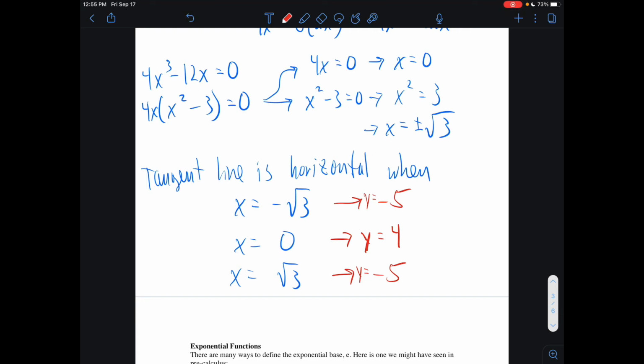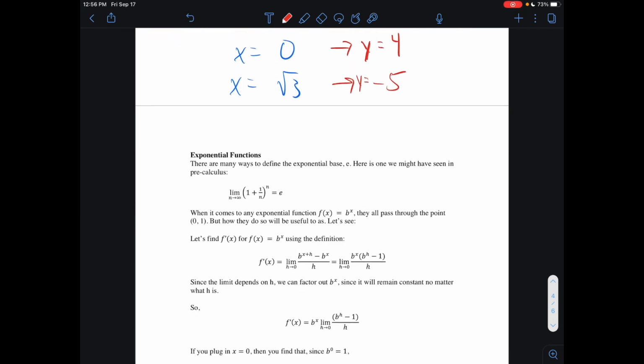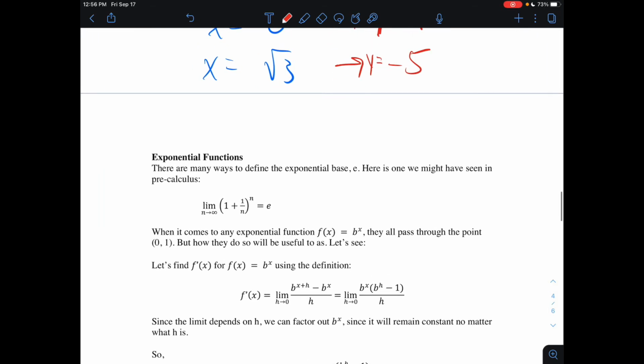The remainder of this section looks at exponential functions, and in particular, how do we find the derivative of exponential functions? This is mostly going to focus on the exponential function e to the x, but we do get a little bit of a foundation that will be answered later on in Chapter 3 about what's the derivative of any exponential function. So first, we start with defining the exponential base e, meaning the natural number e.